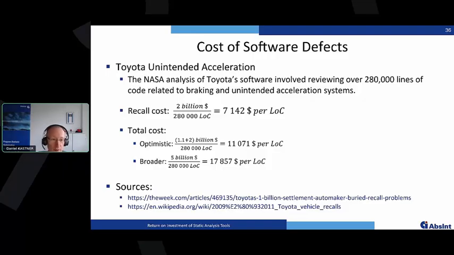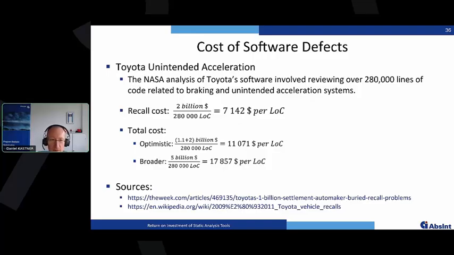And then an interesting thing you can do is to basically calculate this down to a particular line of code. And then you'll find that if you look at the recall cost or the total cost, either in an optimistic or less optimistic way, then the cost per line of code ranges somewhere between $7,000 and $17,000, which is quite expensive code. So that means if you have this kind of cost, it's probably a very good idea to just use some tools to avoid this cost and make each line of code a bit cheaper.